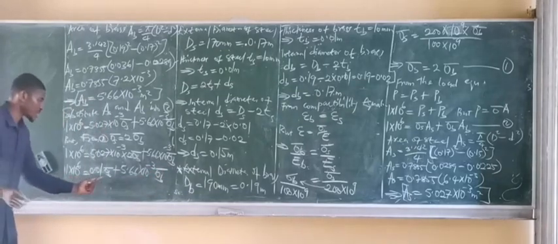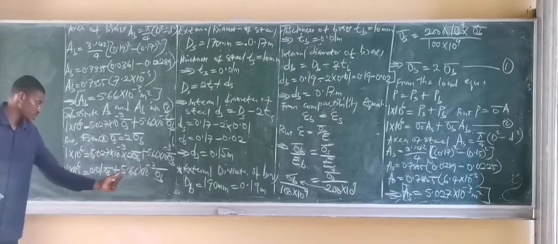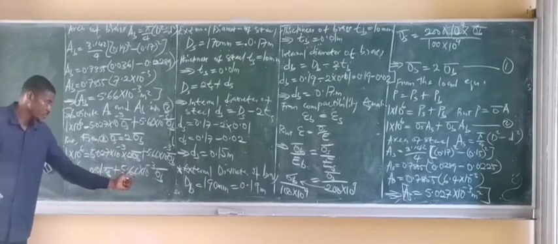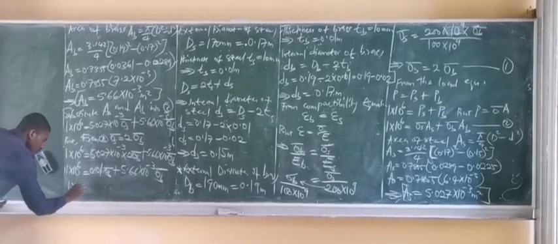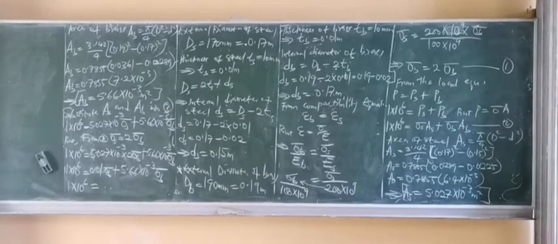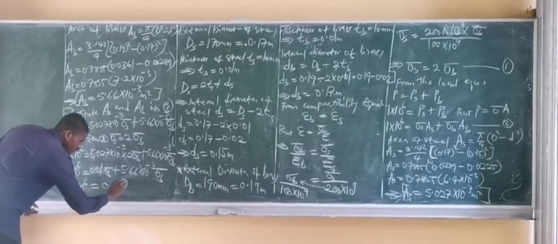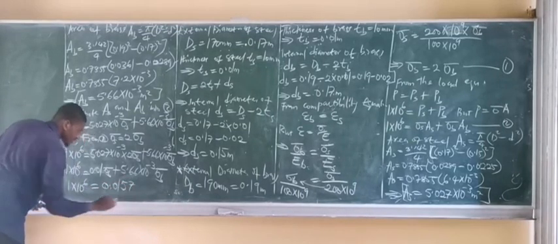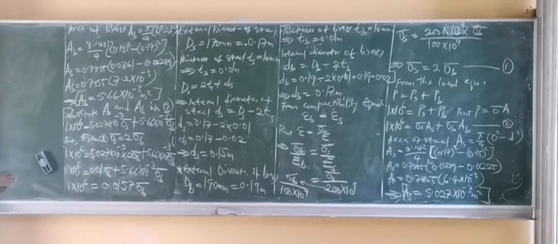So at this point now you can add. They have the same sigma b, so you can add them together. 0.01 plus 5.66 exponential minus 3. So add them: 0.01566, about 0.01567 sigma b. So it becomes easier now for us to find the stress induced in the brass.